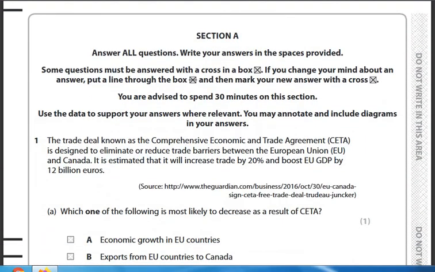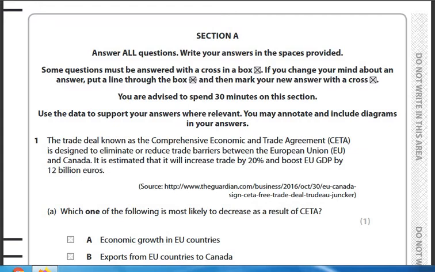So it starts off with section A. There's 25 marks in section A. They reckon it should take you 30 minutes. I would say try and do it in 25 or less. This is the easy part of the paper. You should be trying to max out here and get 25 out of 25.